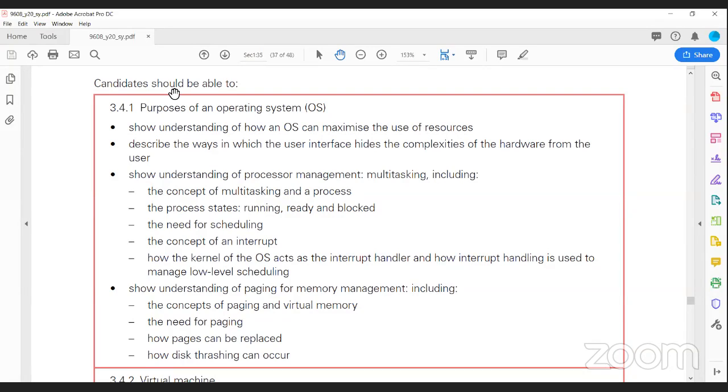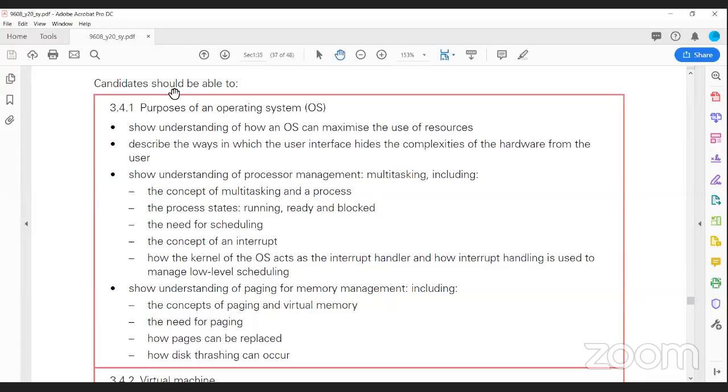Now, the CPU will check for interrupt signals after every single fetch decode execute cycle. The system will enter the kernel mode if any of the following types of interrupt signals are sent. Number one, device interrupt. For example, printer out of paper, device not present, and so on.